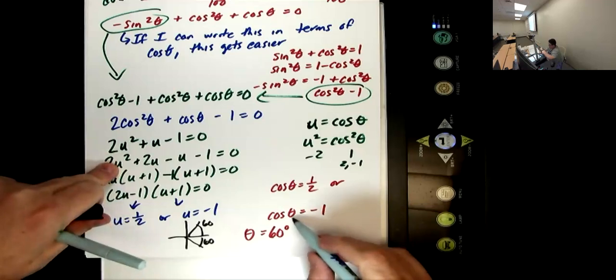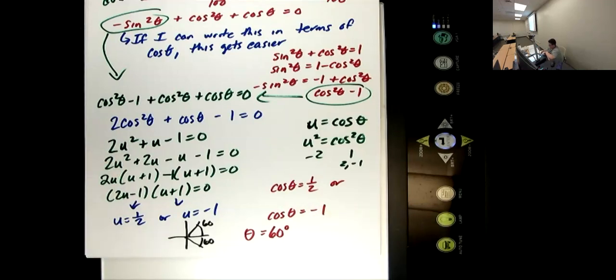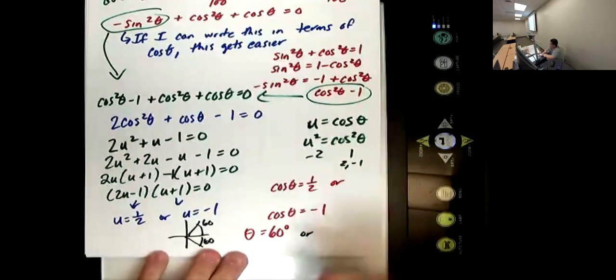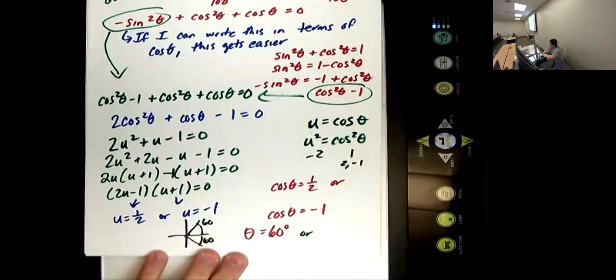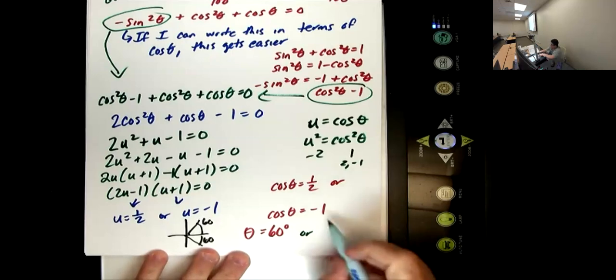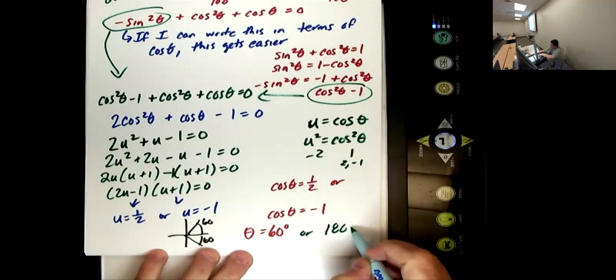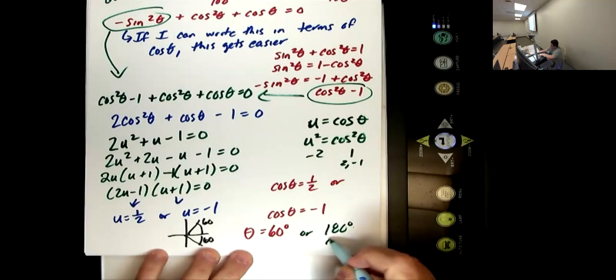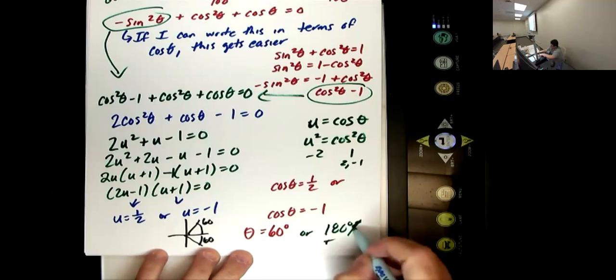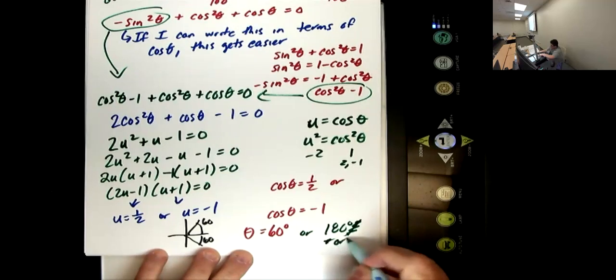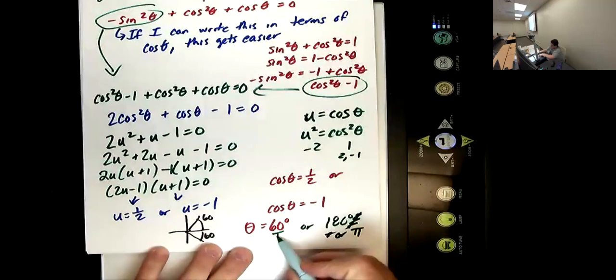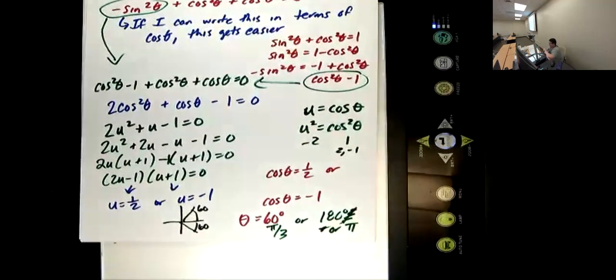What about that one? Cosine theta equals -1. What angle is that? Pi. It's pi or 180 degrees? Oh, yeah. I don't want to say slash, I might think it's division. This is pi over 3. 60 degrees is pi over 3.